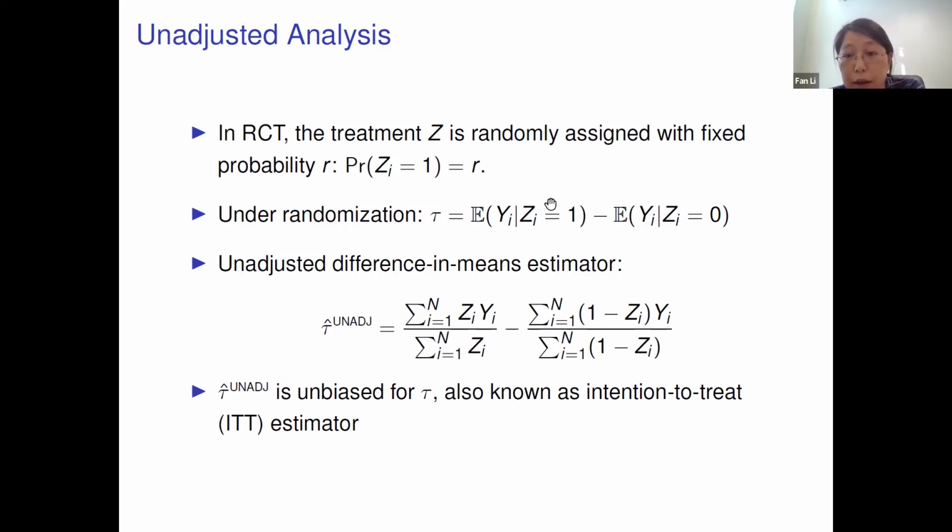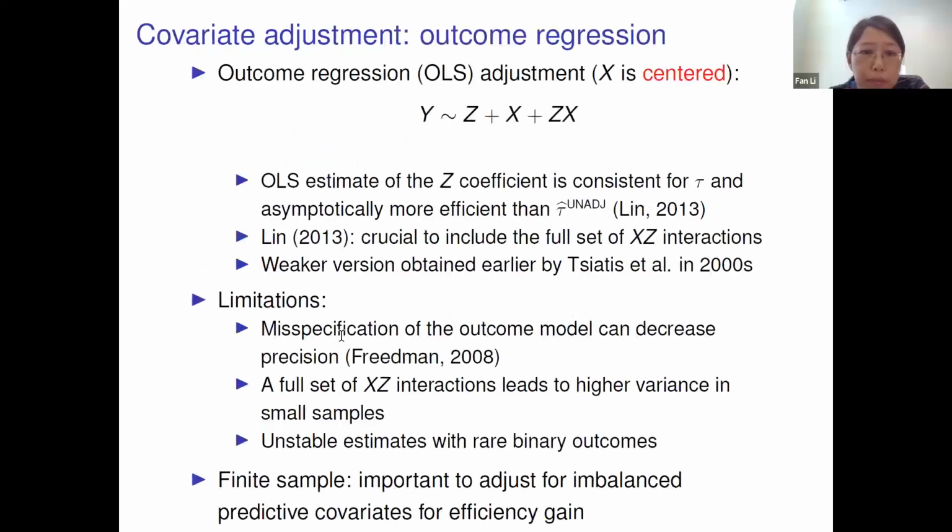The ATE is just estimated by the difference in means between the treated group and the control group. That's the so-called intention-to-treat, or unadjusted, difference-in-means estimate, which is written here. You just calculate the difference in mean outcomes and you're done, because this is unbiased and all is good. Why is that? It's because of randomization. So this is all simple.